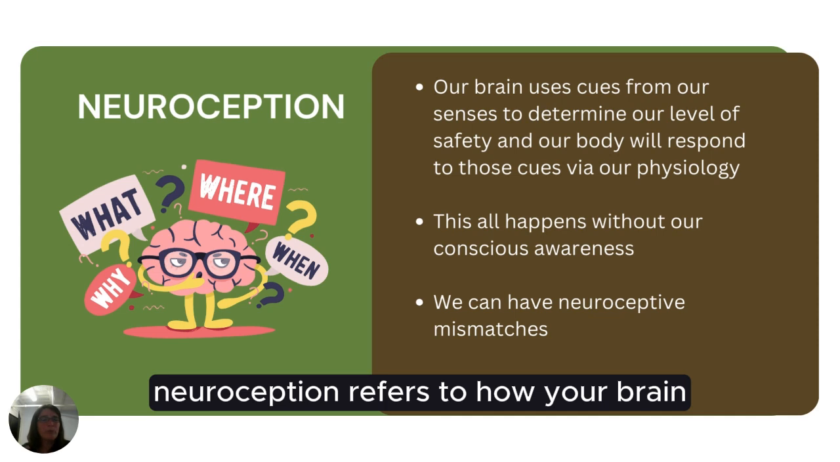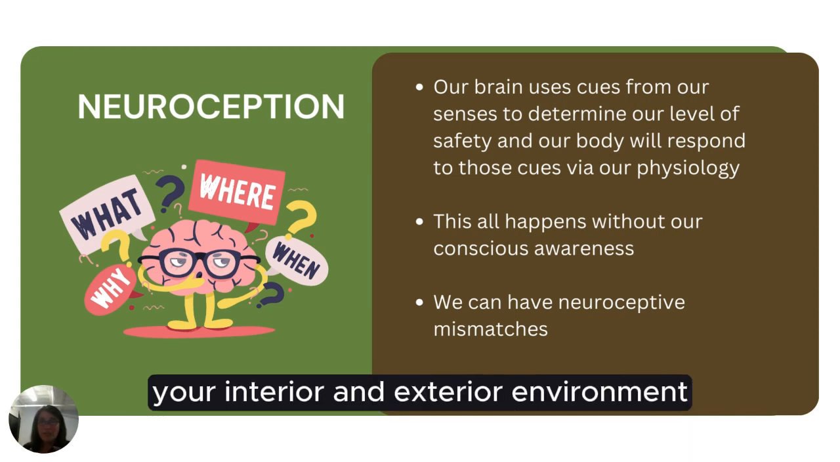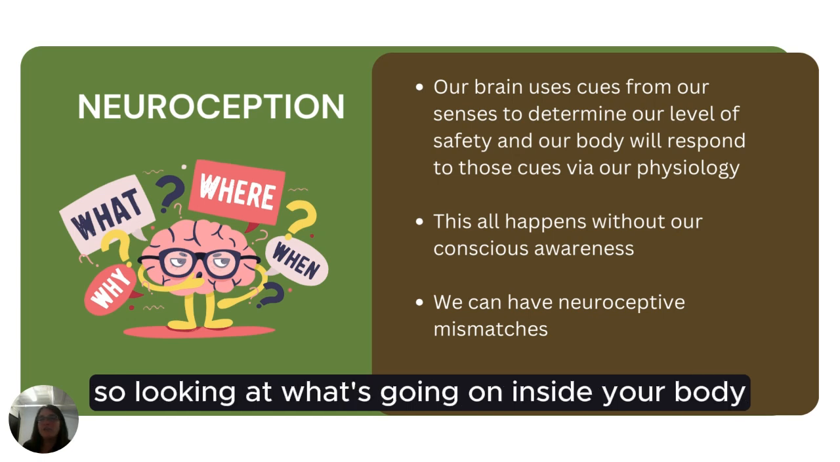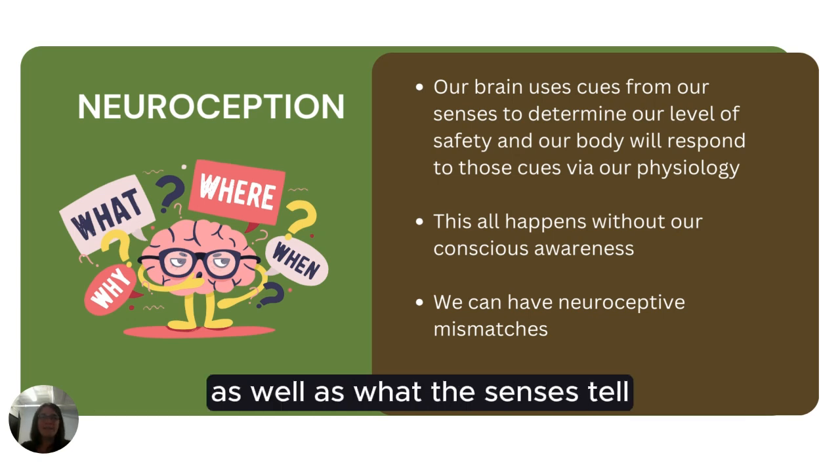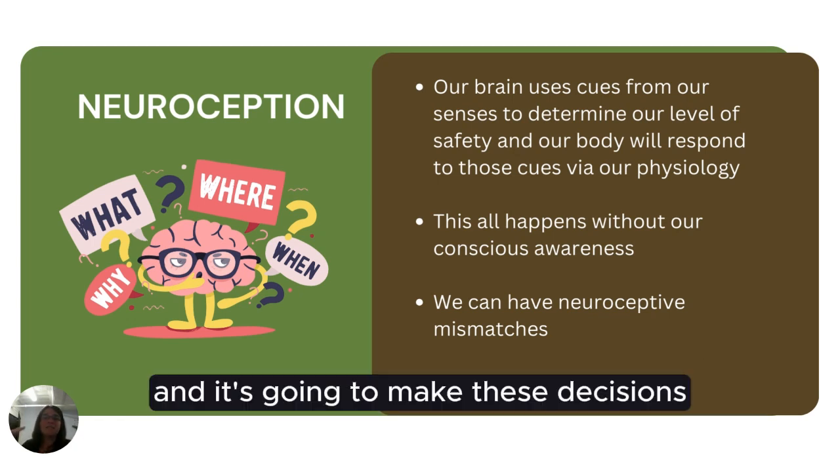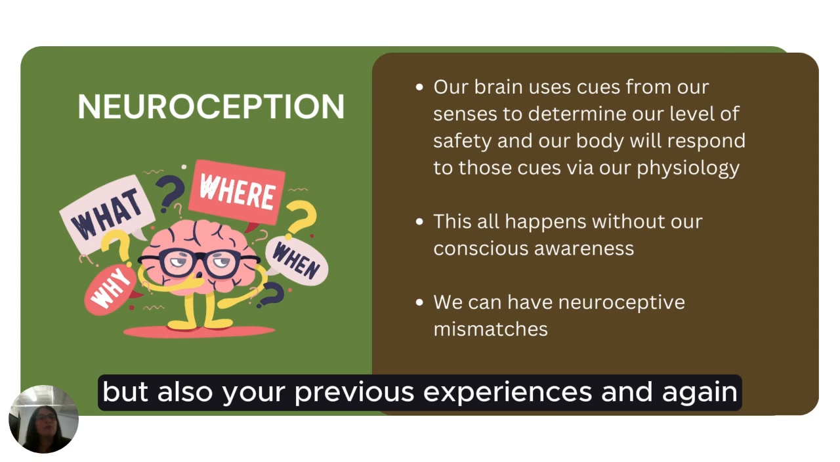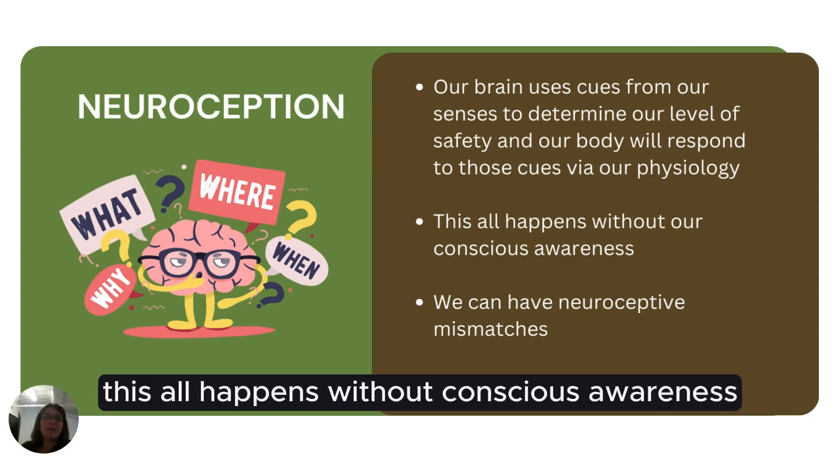Neuroception refers to how your brain and your nervous system are constantly surveilling your interior and exterior environment. So looking at what's going on inside your body as well as what the senses tell your brain is going on in your immediate surroundings. And it's going to make these decisions based off of conditioning with how to deal with stress, but also your previous experiences. And again, this all happens without conscious awareness.